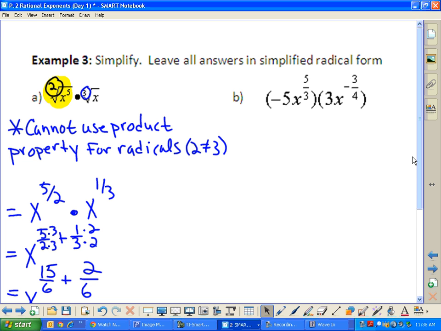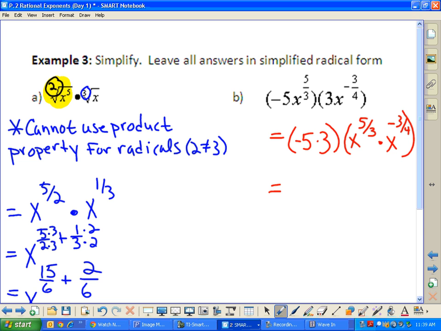Remember, multiplication can be done in any order that you want. So I'm actually going to take a moment to rearrange this problem a little bit. I'm going to multiply the negative 5 times the 3. This is the associative property of multiplication. So I'm going to take negative 5 and group that together with the 3. And then I'm going to group my x's together, x to the 5/3 times x to the negative 3/4. And then negative 5 times 3, that's pretty simple. It's just negative 15. And then I have x to the 5/3 times x to the negative 3/4. From the previous example, you might recall we could just add those together.